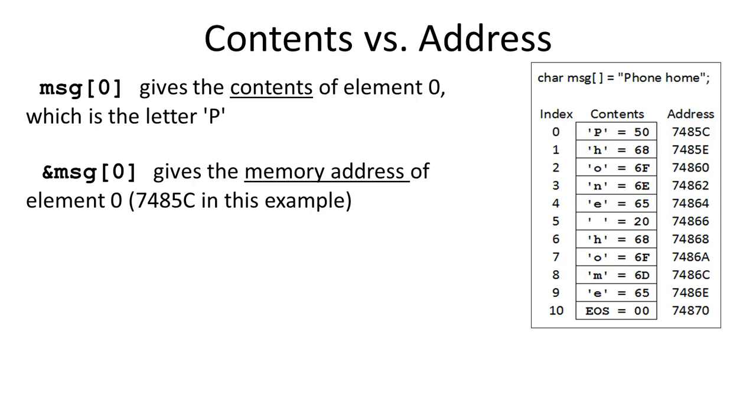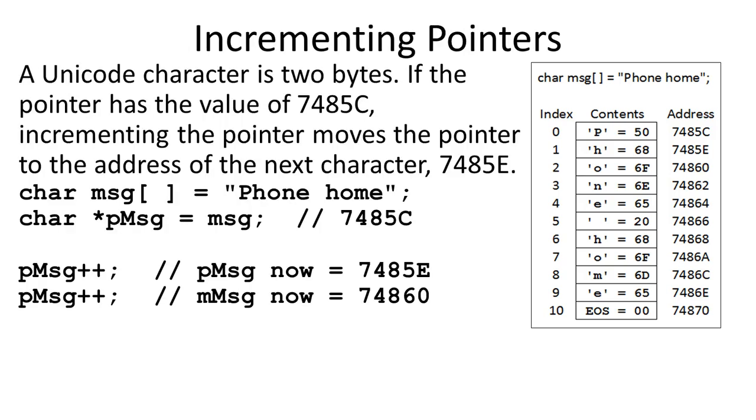We need to keep straight in our minds the difference between the contents of what is in memory and its memory address. MSG sub 0 gives the contents of element 0, which is the letter P. Ampersand MSG sub 0 gives the memory address of element 0, 7485C in this example.